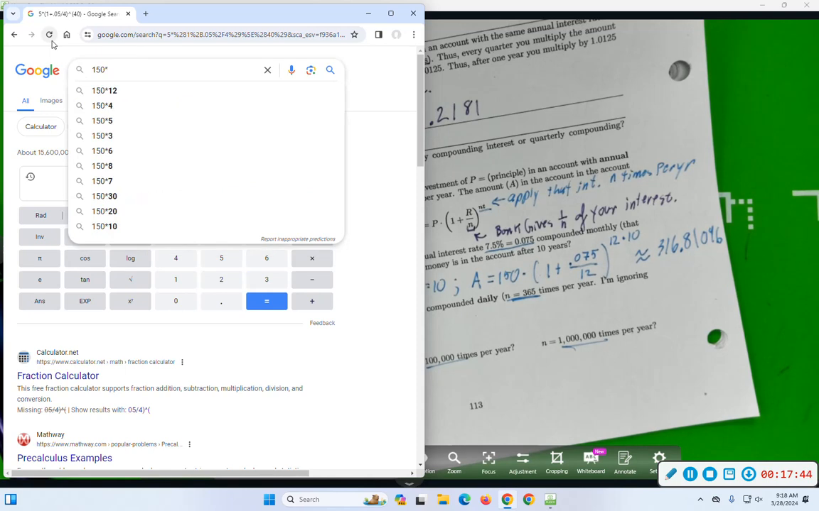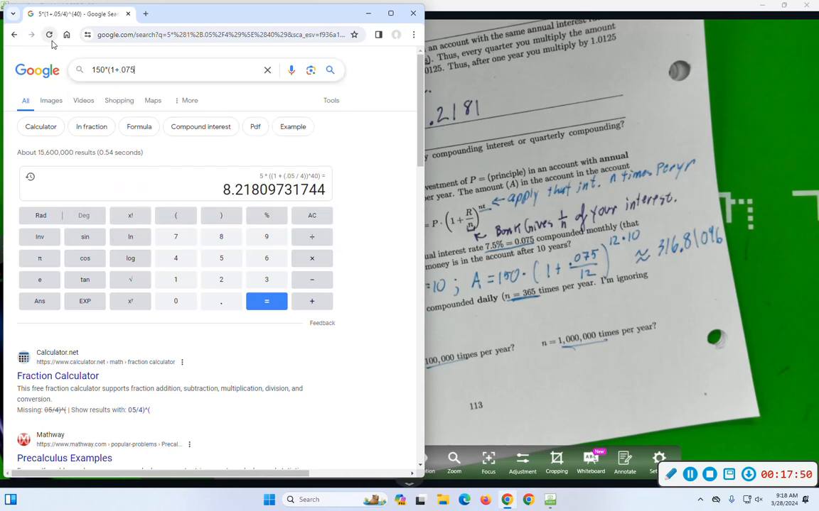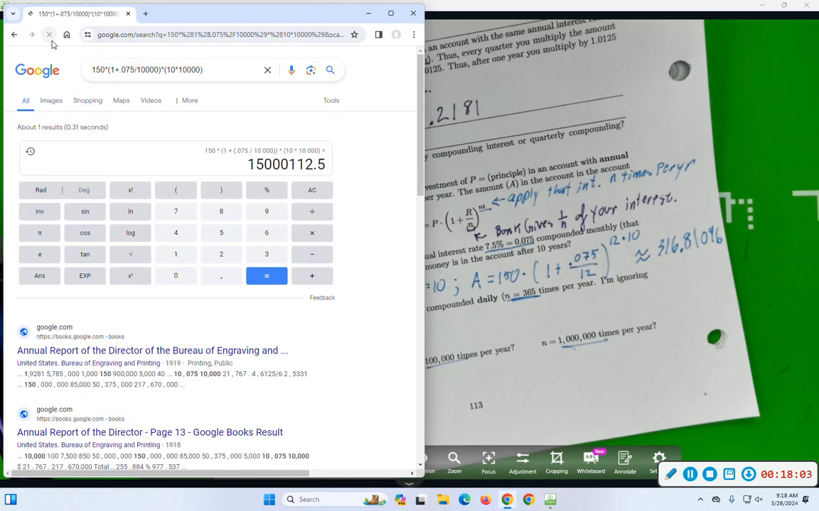And let's literally use a machine. 150 times 1 plus 0.075 divided by 1, 4 zeros, raised to the, parentheses matter, 10 times 1, 2, 3, 4. The fact that I got dissimilar behavior suggests to me that I screwed something up. Multiply, not the power. There we go.